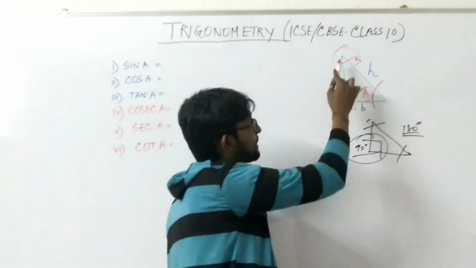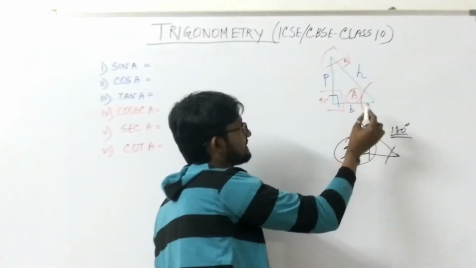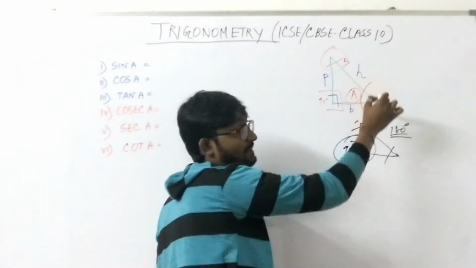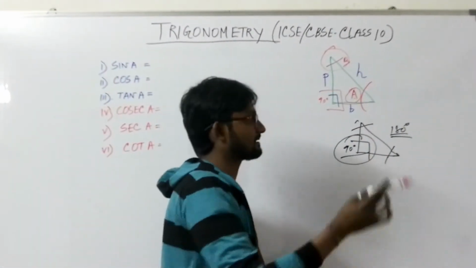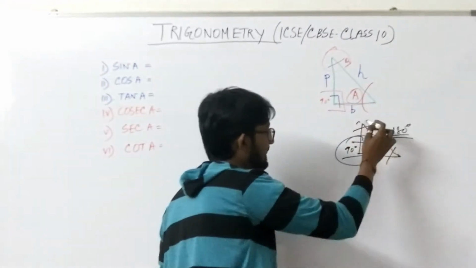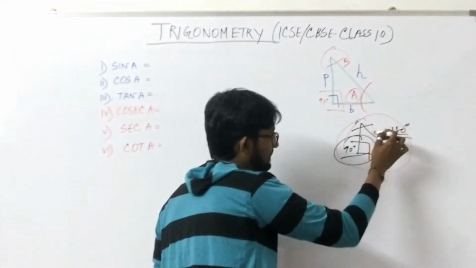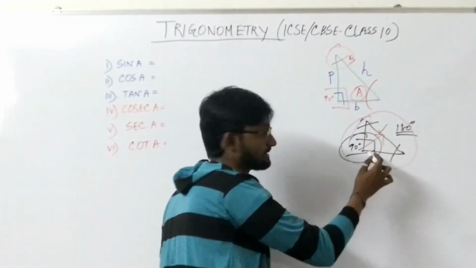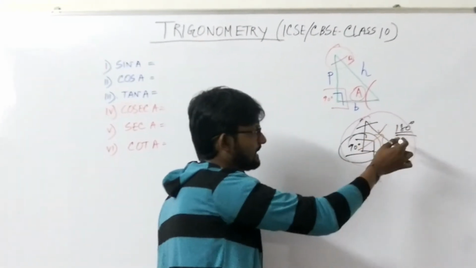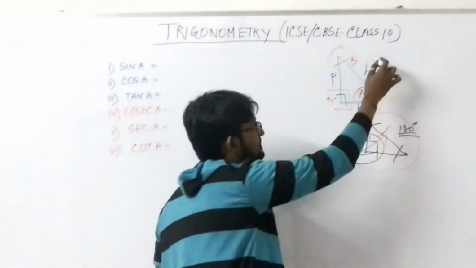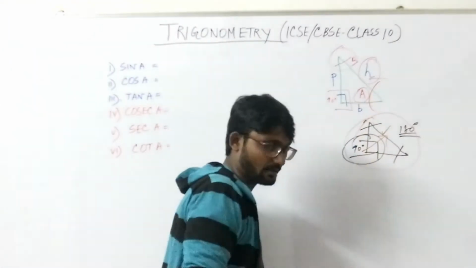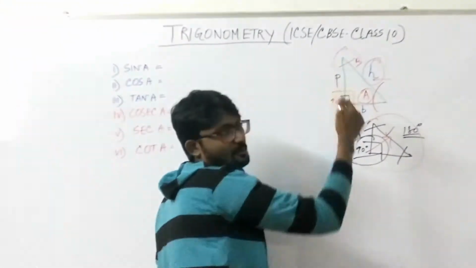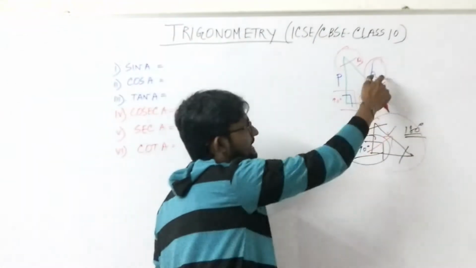So this is perpendicular. Why perpendicular? Because if I consider the triangle, this is the base, this is the perpendicular and this is the hypotenuse. What is hypotenuse? The side of a right angle triangle that is opposite to the 90 degree. So the side opposite to the 90 degree is the hypotenuse, that is H. So this is P for perpendicular, B for base and H for hypotenuse.